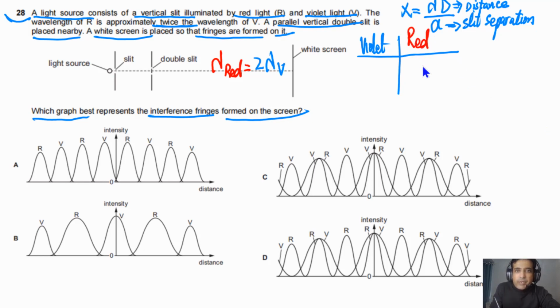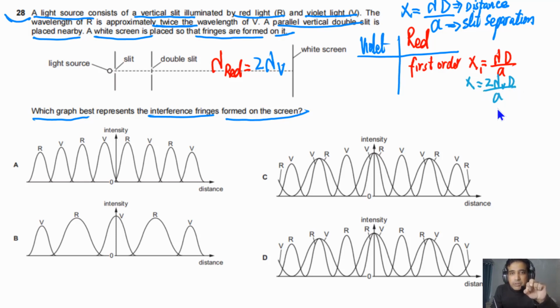For red light, we need to understand the first order fringe spacing, x1, which equals lambda of red times D divided by a. Comparing with violet light, x1 in this case will be equal to 2 times lambda of violet times D divided by a, because the wavelength of red light is twice the wavelength of violet. So it will be at a distance 2 lambda D divided by a, where lambda is the wavelength of violet light. This is the first order.